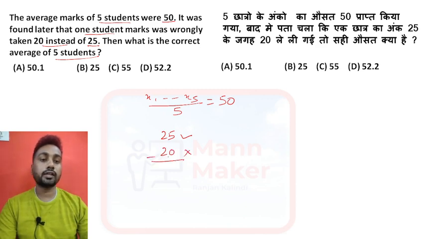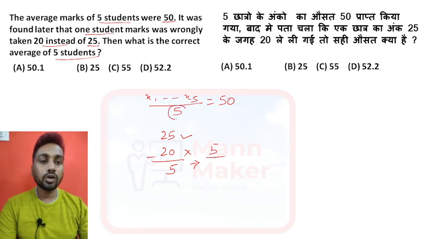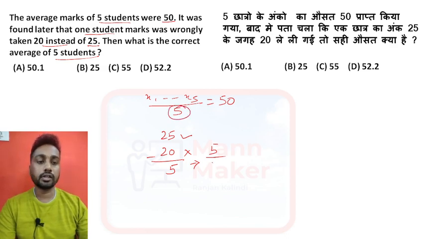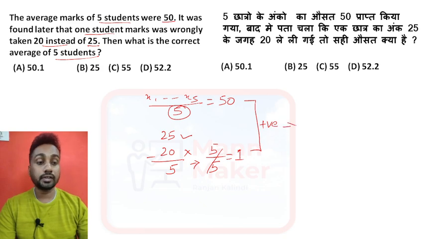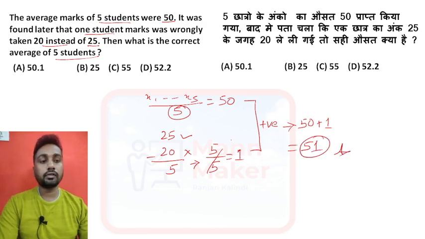So we need to take the difference. There is a change of 5 marks in this. So 5 divided by the number of students, 5, is equal to 1. For the correct mean, we add 50 and 1: 50 plus 1 is equal to 51. So this is our correct mean. 51 is the right answer.